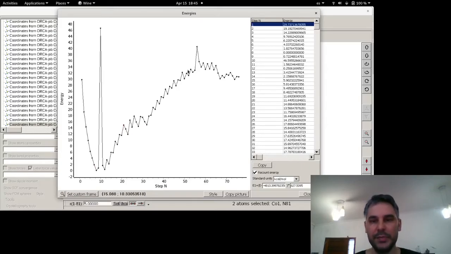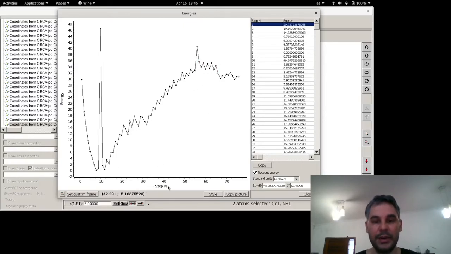So this allows me to scan really fast for the whole surface scan. And I can see more or less the barrier from the minimum, which is around step 10, with a relative energy of 0 kcal per mole, until I reach a certain distance.